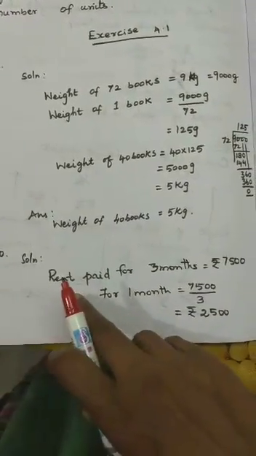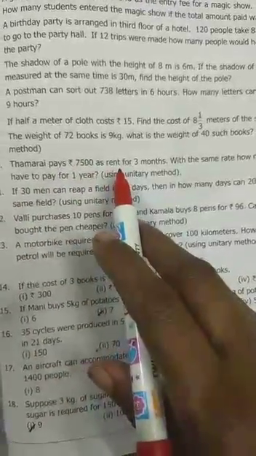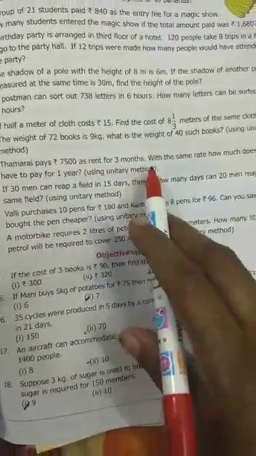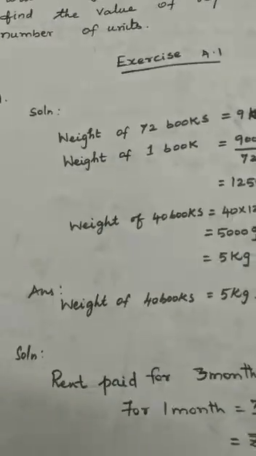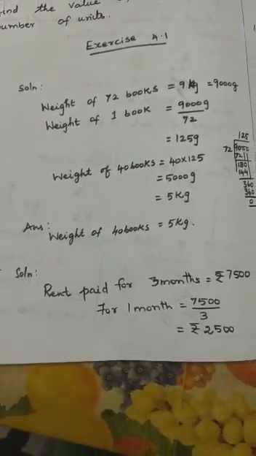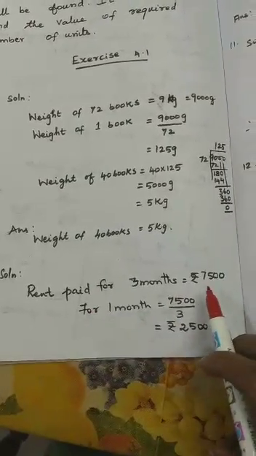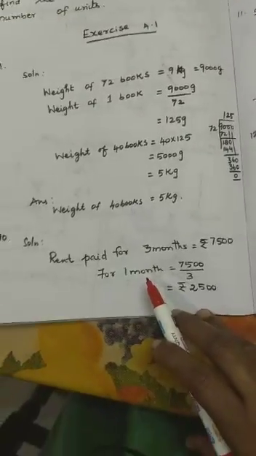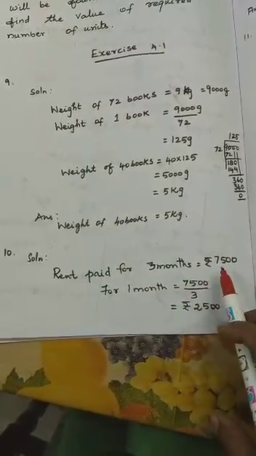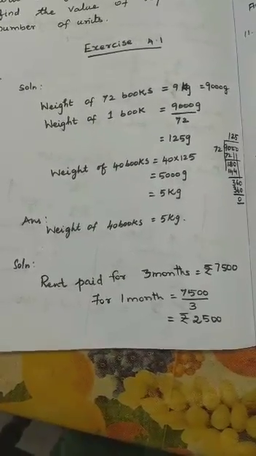Then 10th question. Tamarai pays rupees 7500 as rent for 3 months. With the same rate, how much does she have to pay for 1 year? Using unitary method, we have to find the answer. So, rent paid for 3 months is 7500. For 1 month, you have to calculate. That is a unitary method, isn't it? So, 7500 divided by 3 is rupees 2500. Okay.